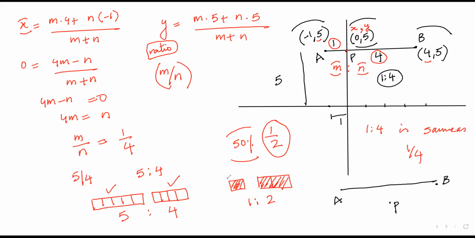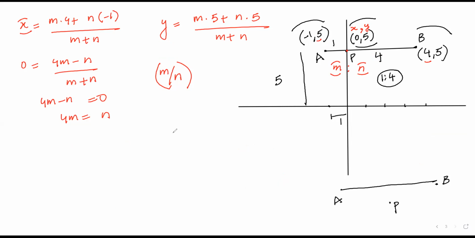All right, students. So I also want to tell you that the same ratio 1 is to 4 can also be derived by y, the ordinate of point P. What is the ordinate of point P, students? The ordinate of point P already given is 5. So 5 is equal to 5m plus 5n divided by m plus n. Am I right? Students, am I right or wrong? Correct.